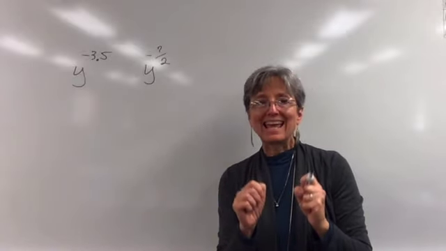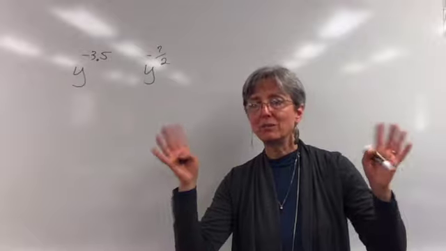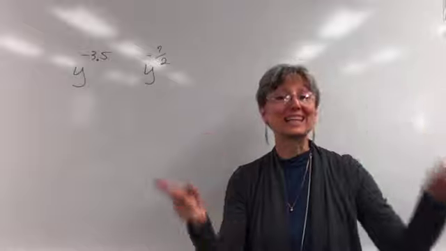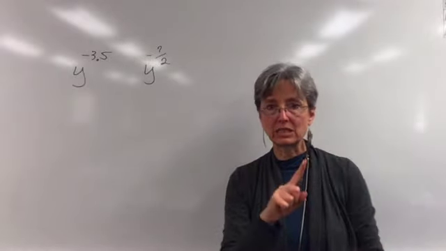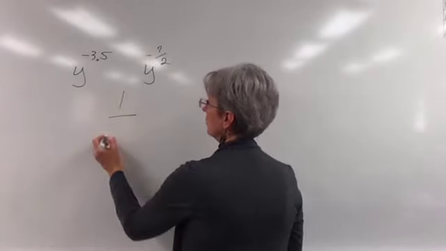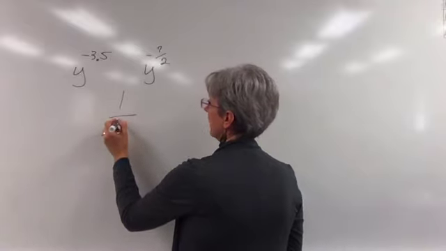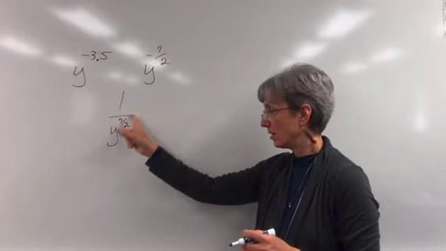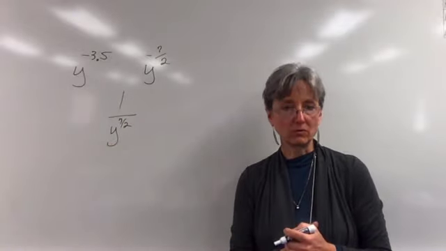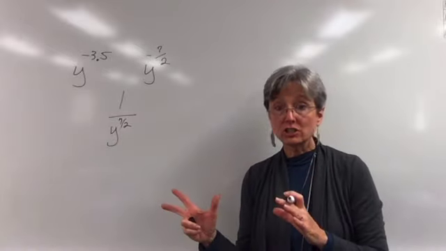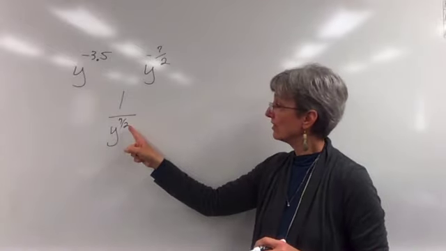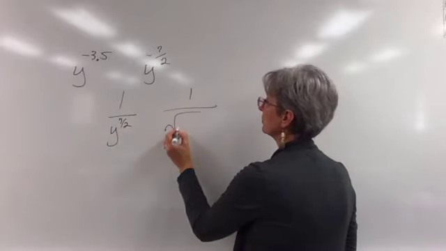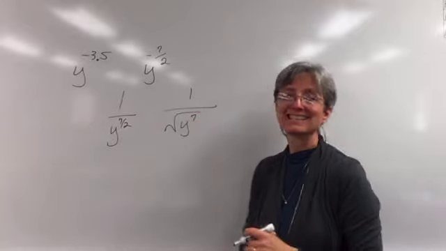Do you remember negative exponents are saying, help, help, help, I'm on the wrong side of the fraction bar. You need to invert it. That negative exponent means invert it. Put this below 1 like this, and it becomes 1 over y to the power of 7 over 2. Okay, I'm changing this to a radical. That 2 means square root, so I have 1 over the square root of y to the power of 7.